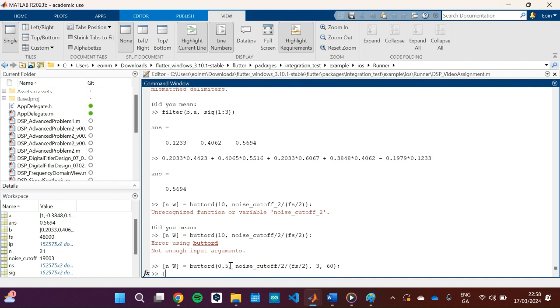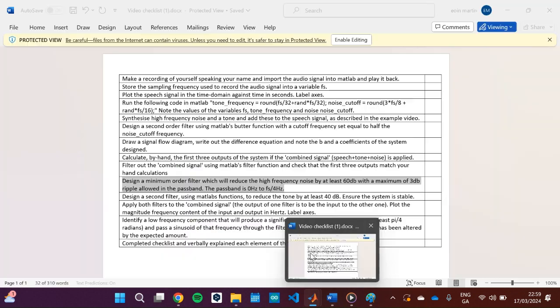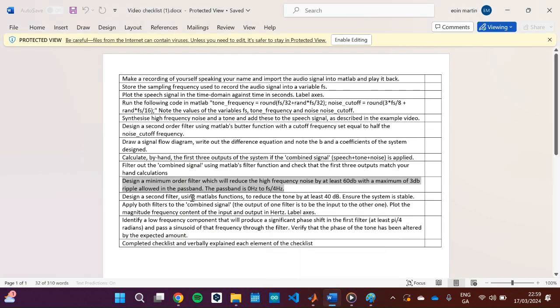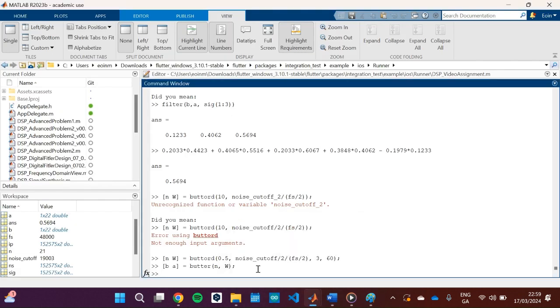Okay, that's working. Find the B and A coefficients of this function, so the Butterworth function using the N and omega parameters found in the Butterworth. What do you call the function? Alright, so that's that part. And design a second filter using MATLAB's functions to reduce the tone by at least 40 decibels and ensure the system is stable. Right, so that's to be another filter.